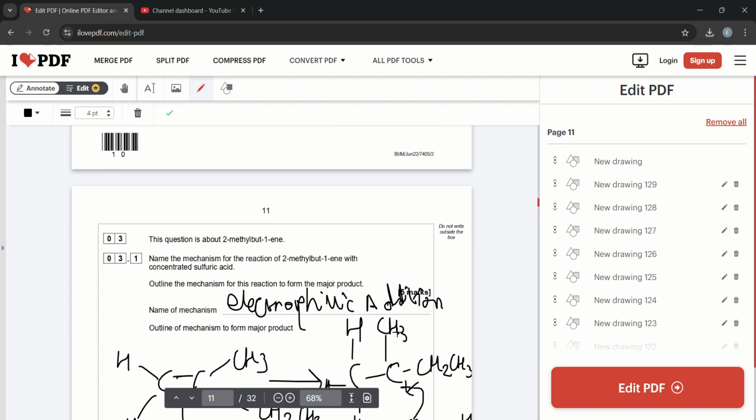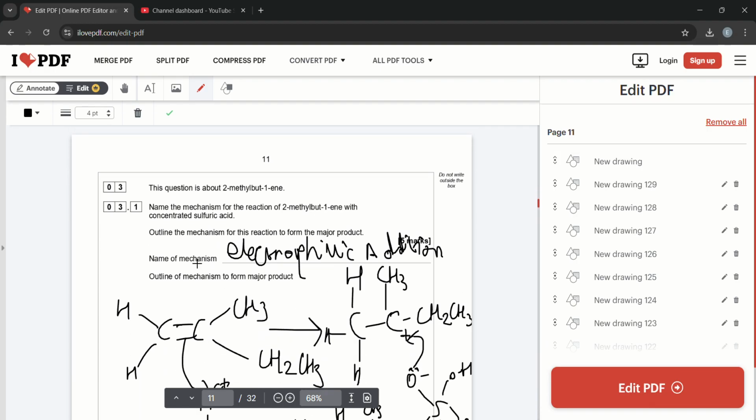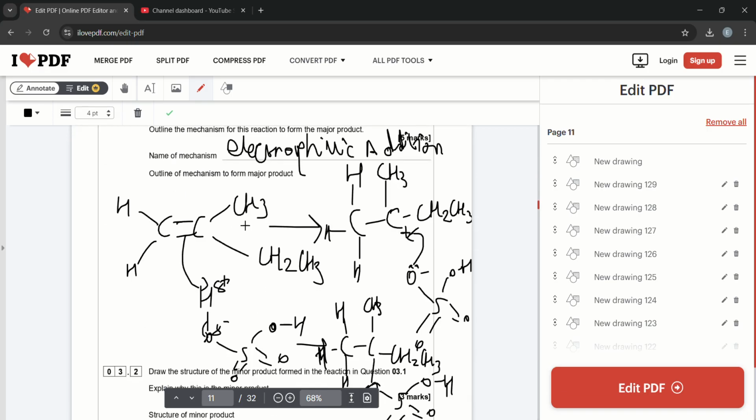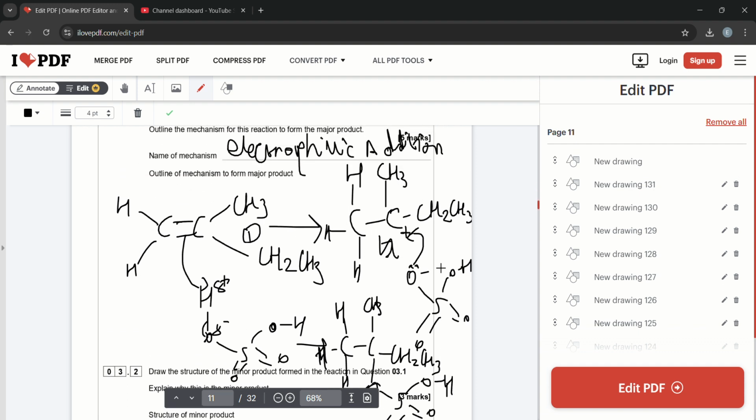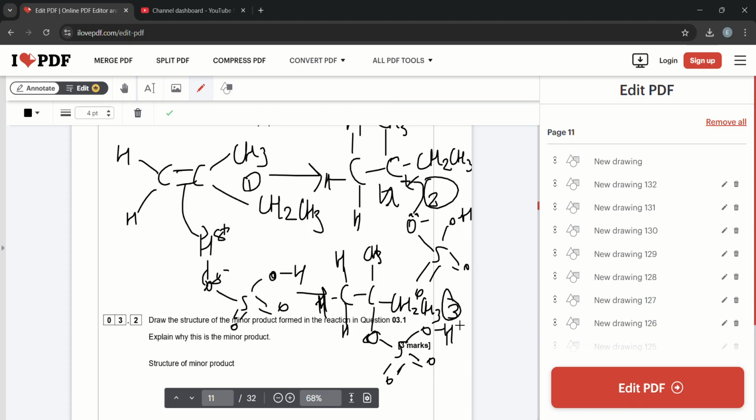For 5 marks, 1 mark I'm assuming for the name of the mechanism, and then 4 marks for this. So that's stage 1, from the double bond to H, then the middle of the O-H bond to the oxygen. This is stage 2. Now that's a positive charge, and the oxygen has a lone pair of electrons, negative, and then that is stage 3.